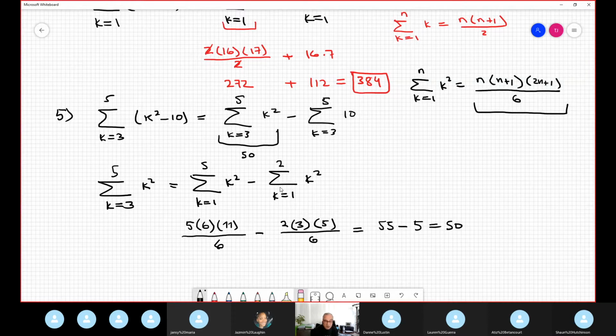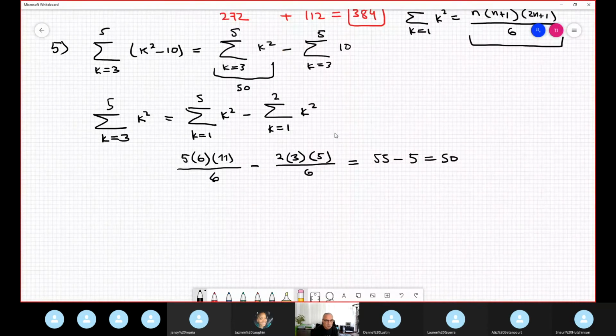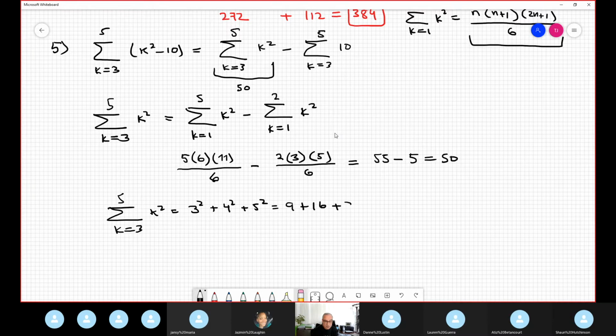Okay, another way to do this. You say, well, professor, this is easy in another way because it's not too long a summation. Suppose summation from K=3 to 5 of K squared. I can get 3 squared plus 4 squared plus 5 squared. This is 9, this is 16, and this is 25, and we get exactly the same answer, 50. In this case, it's easy that way. However, if I put 50 here, it's not easy. It's complicated, right? And we use the formula.